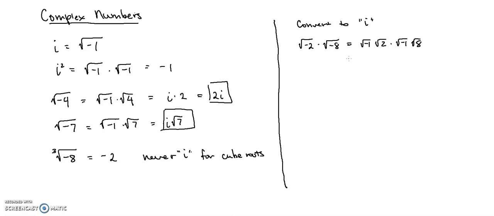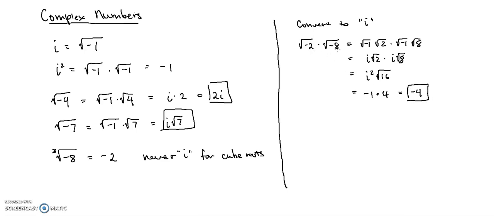This is all multiplication. So this is going to be i square root of 2 times i square root of 8. Now we can multiply imaginary numbers together, we can multiply complex numbers together. So i times i is i squared. The square root of 2 times the square root of 8 is the square root of 16. We know that i squared is -1, and we know that the square root of 16 is 4. So that gives us -4 overall.